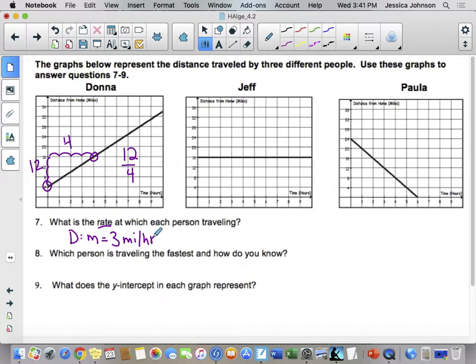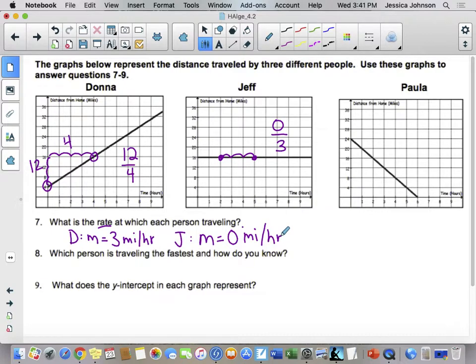Our next situation is Jeff. If I pick 2 points on this line, you might already have an idea what the slope is, but I would go up 0 and over 3. My slope is 0 divided by 3. Jeff's rate is 0 miles per hour, or his slope is 0.